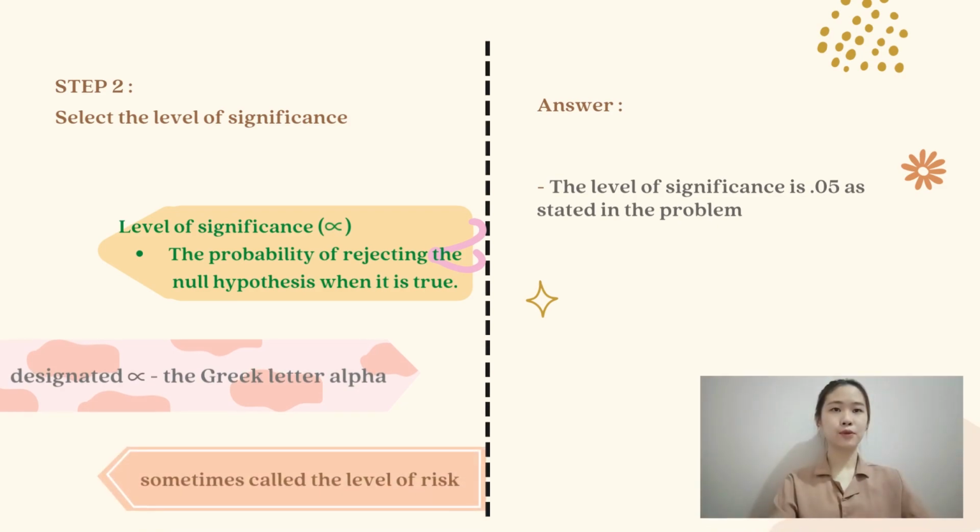Next, step 2 is to select a level of significance. The level of significance is the probability of rejecting the null hypothesis when it is true. It's sometimes called the level of risk. The level of significance of question 1 is as stated in the problem, which is 0.05.